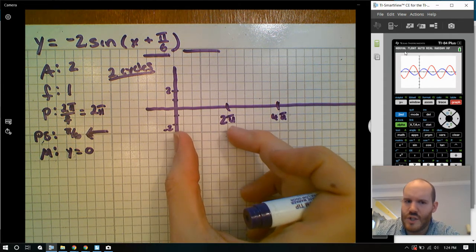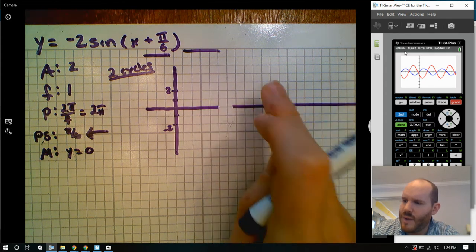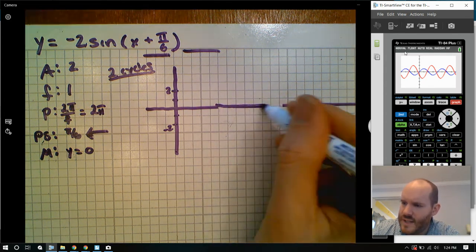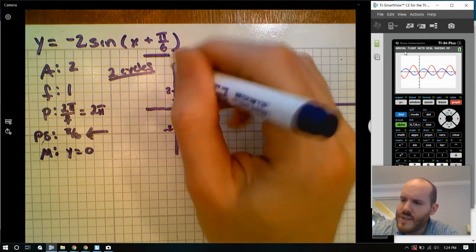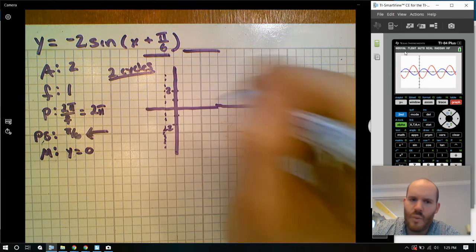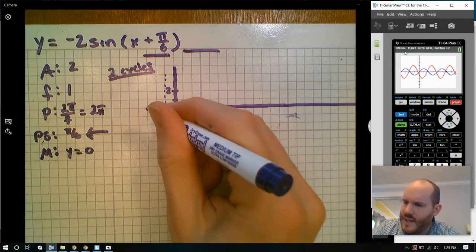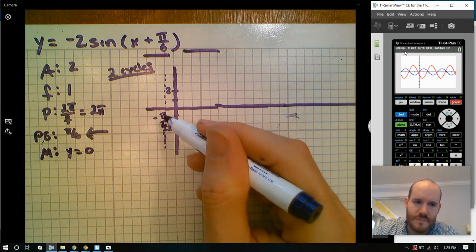We're actually going to have to shift this all pi over 6 back. So I can't go ahead and label my periods yet. What I need to do is figure out where my graph's going to start. And since I'm going pi over 6 to the left, I'm going to do a little dotted line 1 box over, and I'm going to label that -pi over 6. And that's where my graph is going to start.